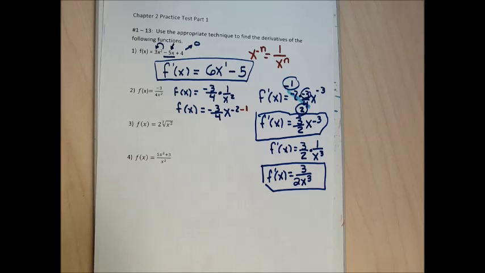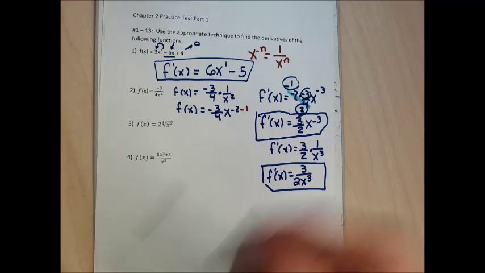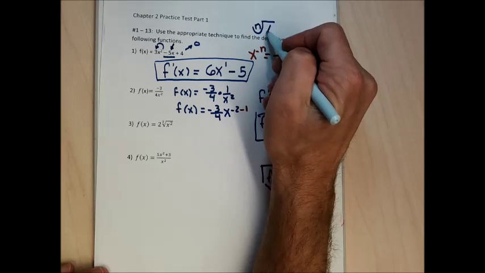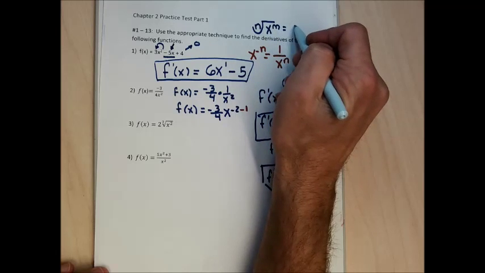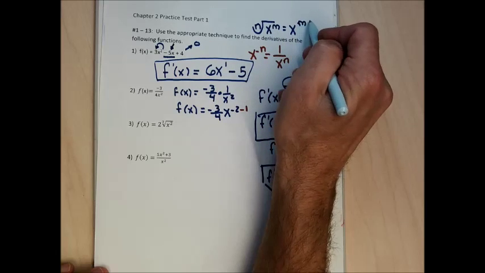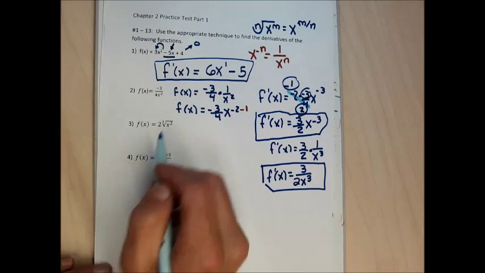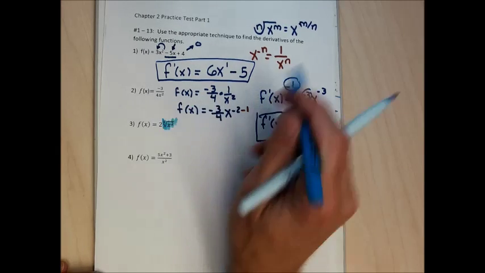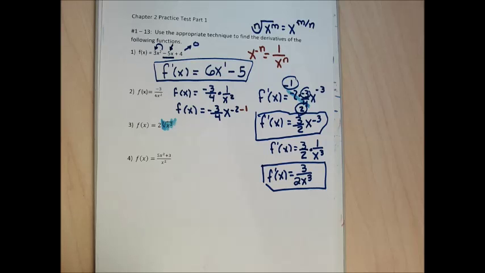And the rule that I'm going to use to handle problem 3 is the nth root of x to the m equals x to the m over n power. What I'm going to do is get this cubed root of x squared rewritten using that rule. So I'm going to rewrite the problem before I take its derivative.